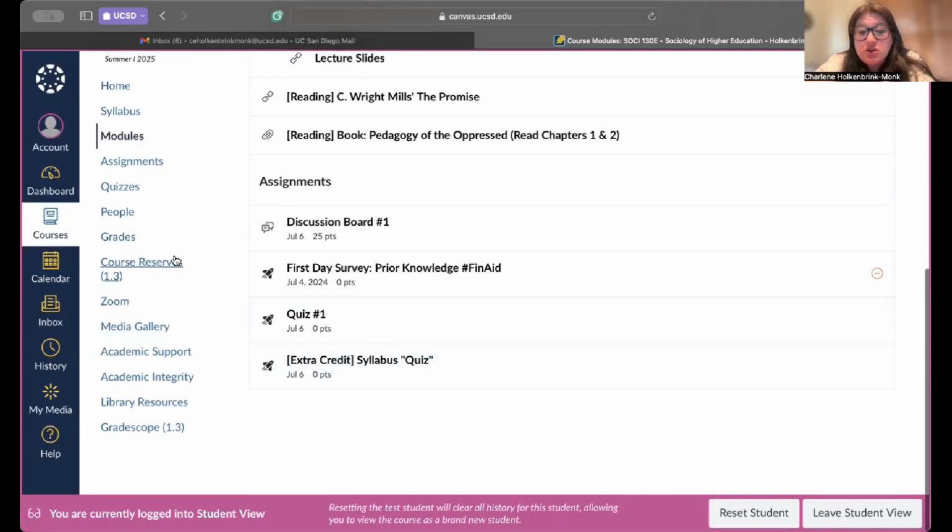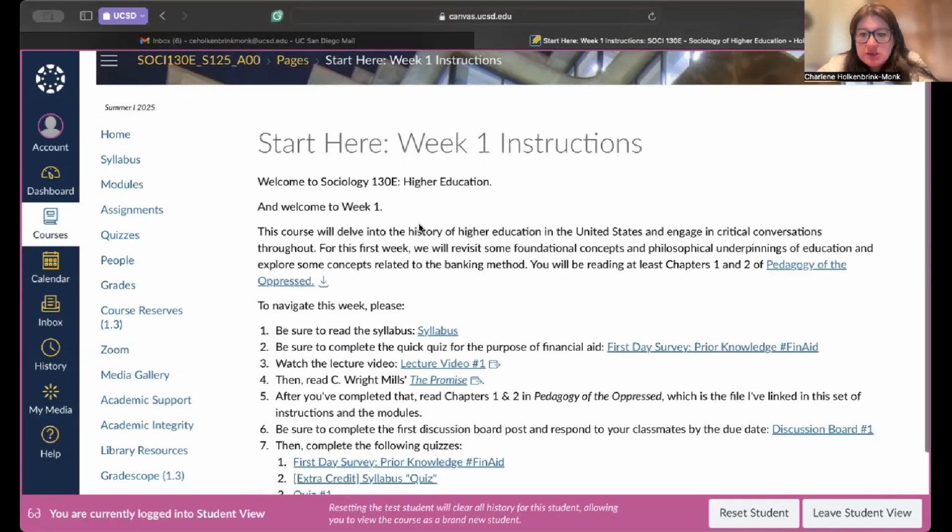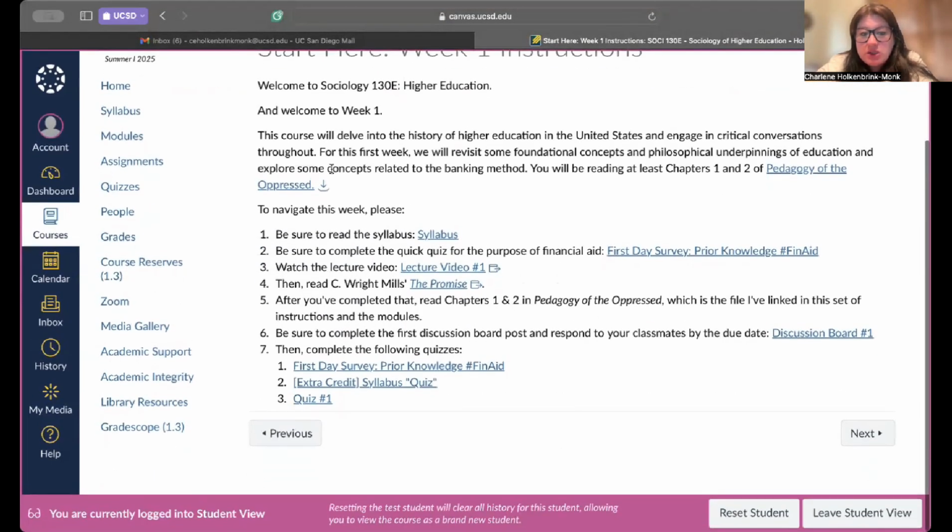And then this extra credit syllabus quiz. There are 2 questions in the syllabus that I had there for you, and it is extra credit. You can receive up to 5 points extra credit for answering those 2 questions. I say it's a quiz because it's really just asking those questions to make sure that you've looked over the syllabus. So when you click on the week 1 instructions, it'll take you to this, and it'll explain to you kind of what to do to navigate.